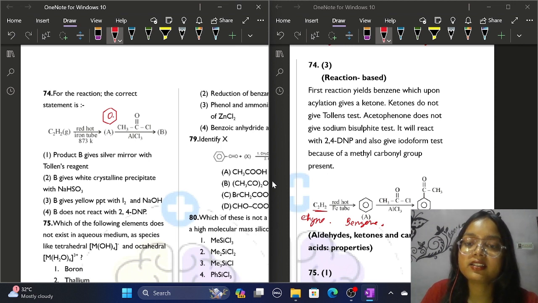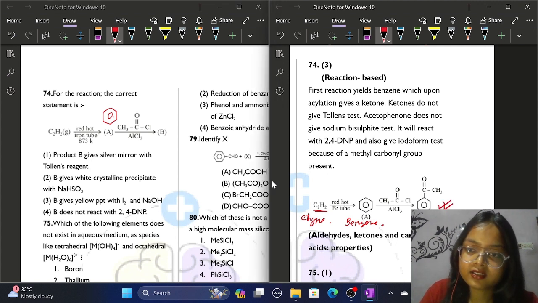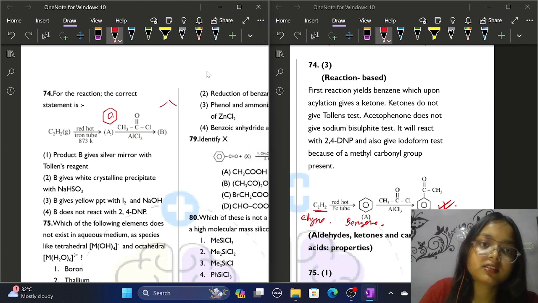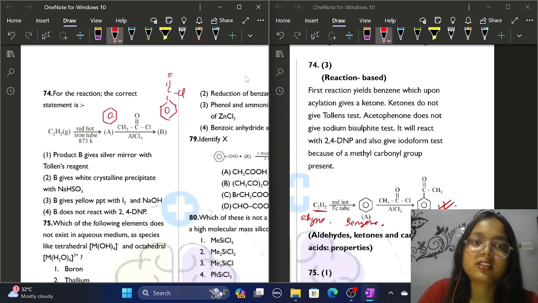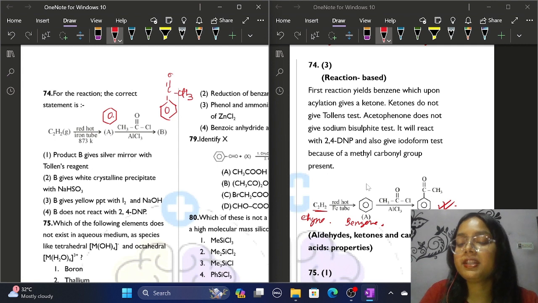So when benzene undergoes reaction with CH3COCl and AlCl3, what will we get? This reaction we will get option B. What is the name of this compound? This is acetophenone.